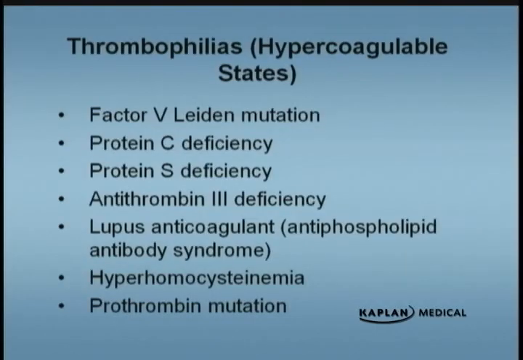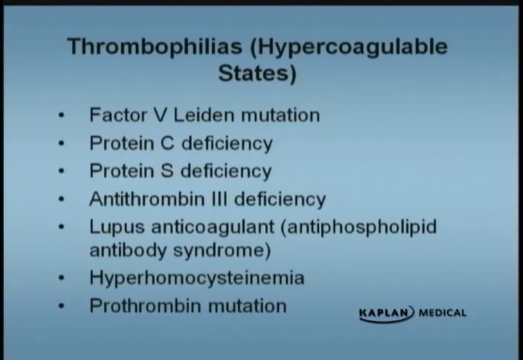The other two, the last two here, hyperhomocystinemia and prothrombin mutations, are some of the newer ones that have come out over the last couple of years that people are really looking into now, and they seem to be coming up and will be important in the next couple of years.